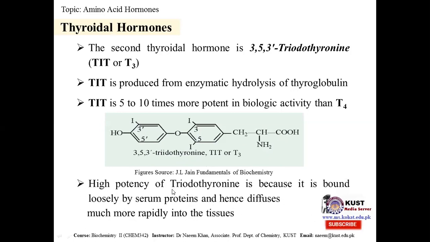This high potency of triiodothyronine is because it is bound loosely by serum proteins and hence diffuses more rapidly into the tissues. This is another important aspect highlighted. Why is T3 more potent? The explanation is that it is loosely bound to the serum proteins and diffuses more rapidly into the tissue. Remember, a hormone has activity when it diffuses into the cells. For diffusion into the cell, it must pass from the blood into the tissues easily. So it is mentioned quite clearly that this hormone is linked very loosely to the serum proteins, so it can easily diffuse into the tissues, and therefore its activity is greater than that of T4.